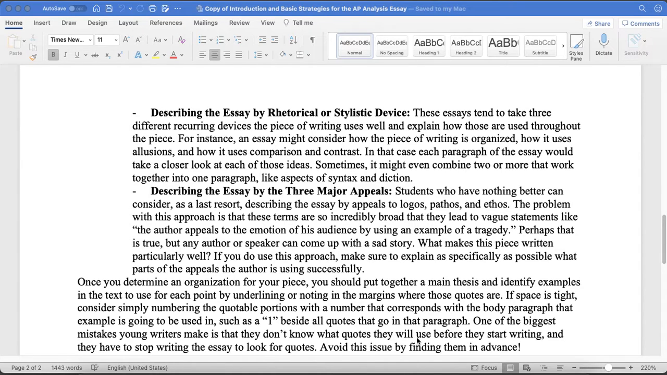Then finally, the last resort is to describe the essay by the 3 major appeals. So this is something that you would do if you've got nothing else. You could write a paragraph about how it appeals to logos, then one about how it appeals to ethos, and then one about how it appeals to pathos. One of the challenges with this is that those are really broad terms, and so you're going to have to be specific about how it develops that appeal. So if it appeals to logos, what exactly is it bringing up that supports the logic of the argument or the message of the argument?